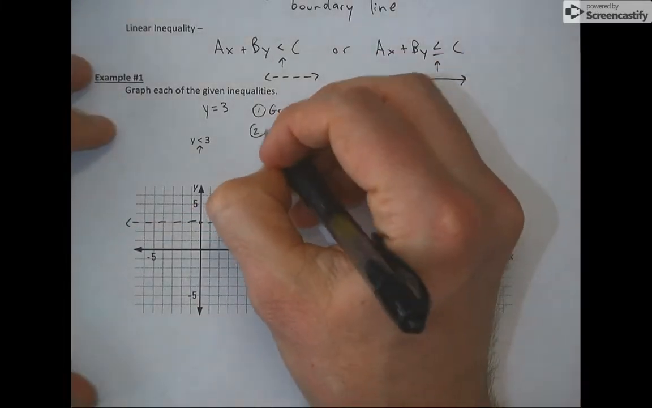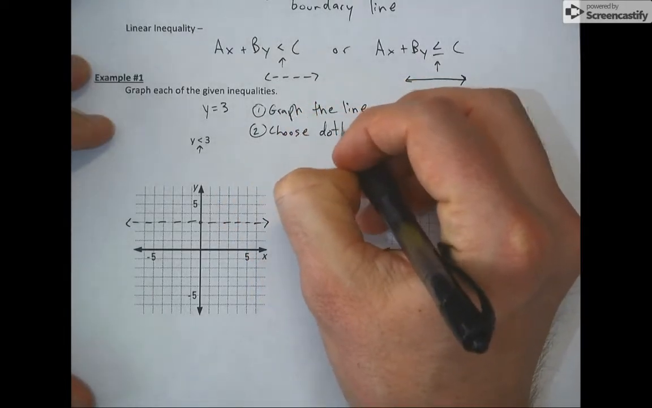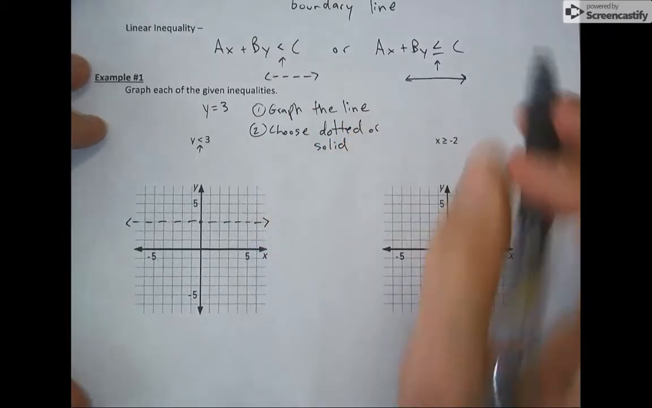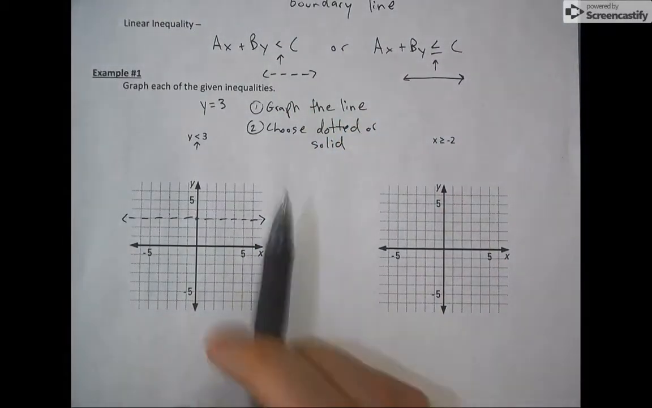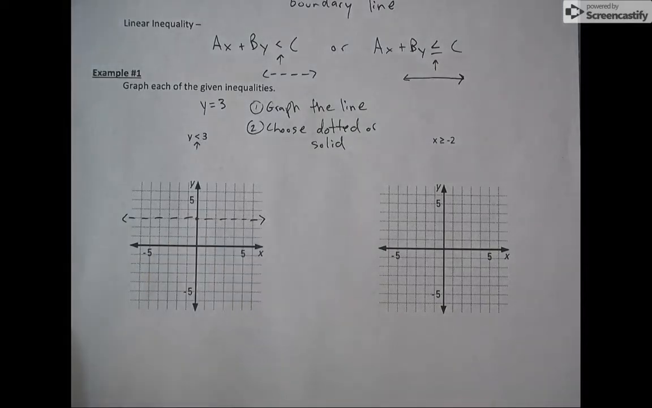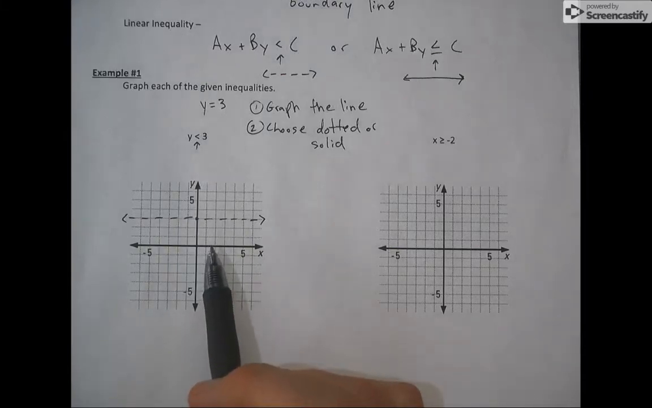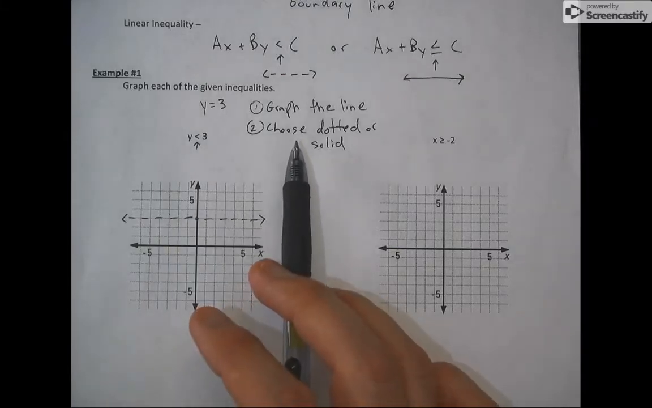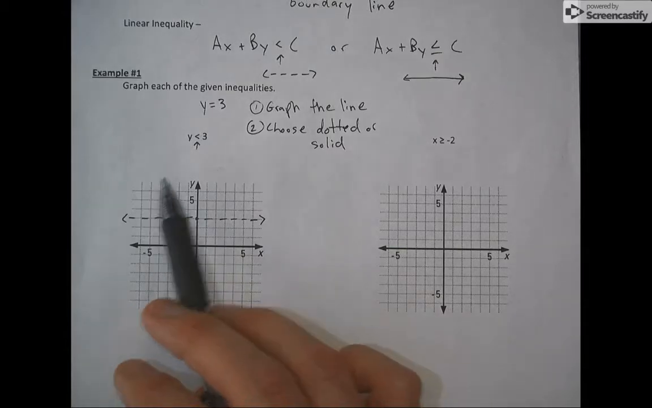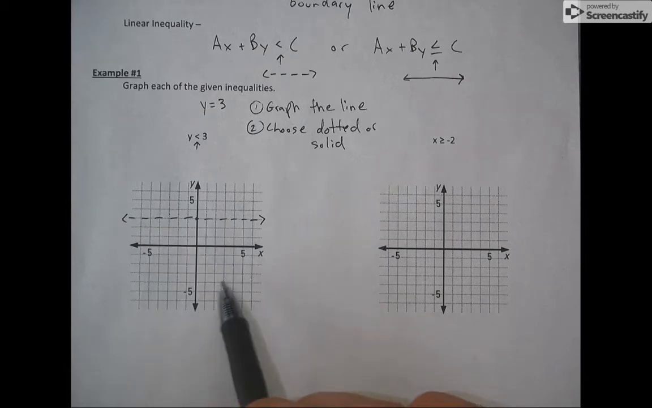So part 2 would be to choose dotted or solid. And now we're not done yet. Just like when we put inequalities on a single line graph, we had to shade one side, everything less than, everything greater than. The same is true on one of these graphs. So we have to choose to shade either above it or below it. So either all of this region up here is part of the solution set, or all of this region down here is part of the set.